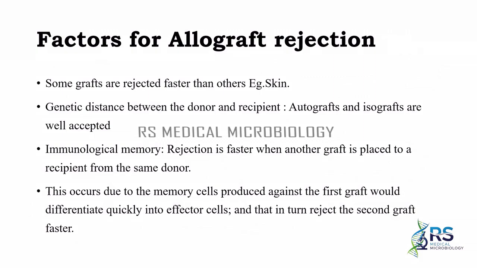Now, let us look at the factors responsible for this rejection. Some grafts are rejected faster than others. An example is the skin compared to either kidney or heart. It is rejected much faster. The genetic distance between the donor and recipient also plays a role. So autografts and isografts are well accepted. And with immunological memory, rejection is faster when another graft from the same donor is placed onto the recipient, and this occurs because the memory cells produced against the first graft would quickly differentiate into effector cells, which act in rejection of the second graft faster.